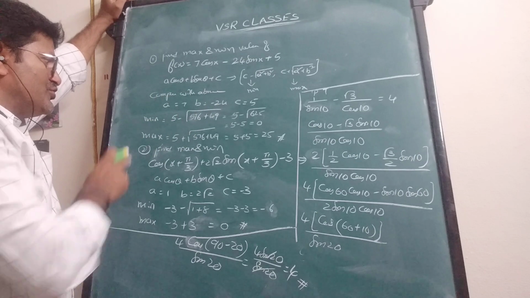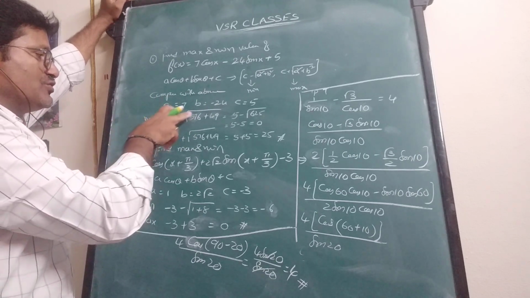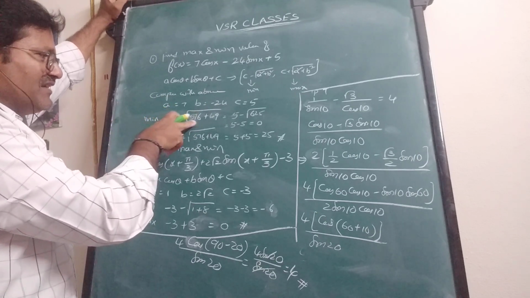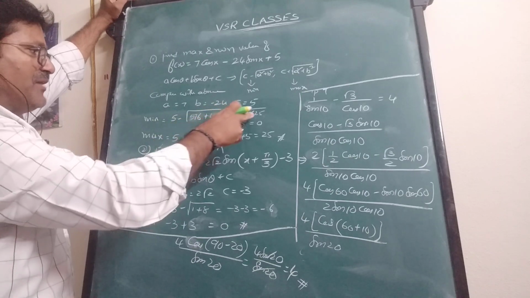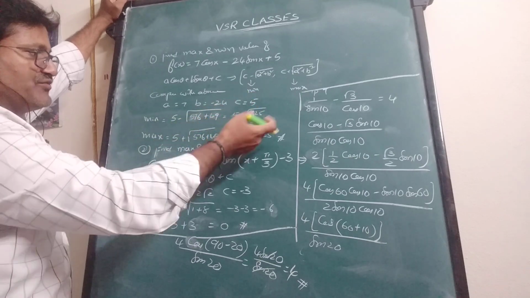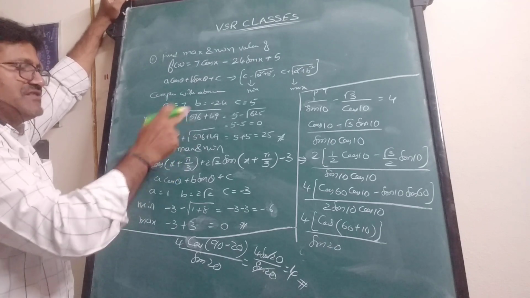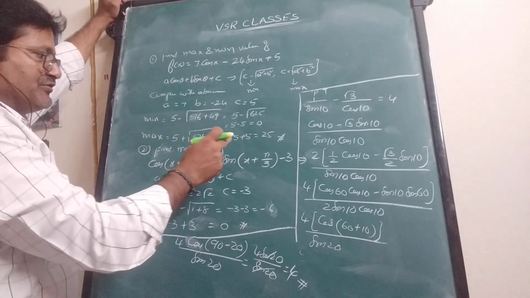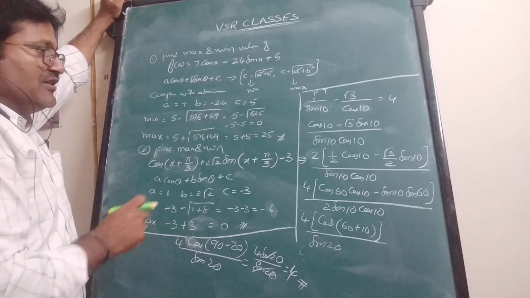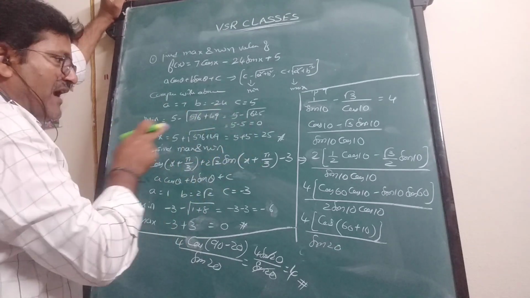And go for substitution. Minimum is 5 minus root over 576 plus 49. It will be 5 minus root 625. 5 minus 5 goes to 0. Maximum is 5 plus root over a square plus b square, that is 576 plus 49. So 5 plus 25. So the minimum is 0 and the maximum is 25.